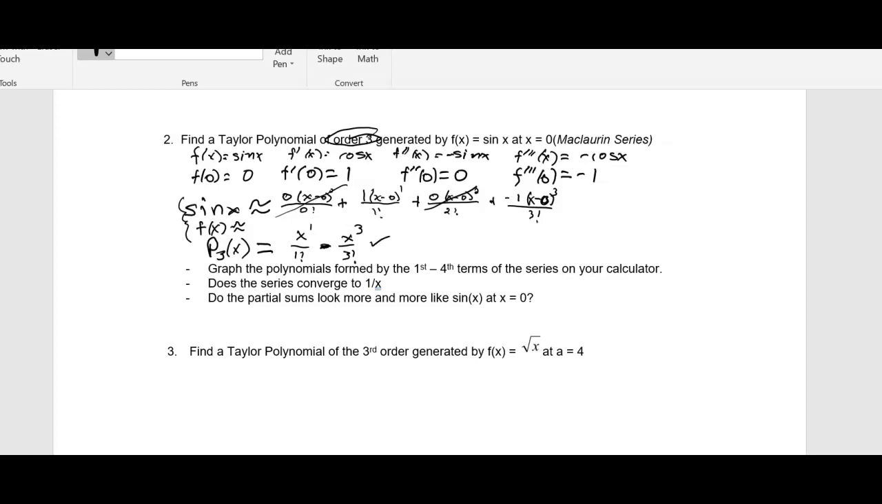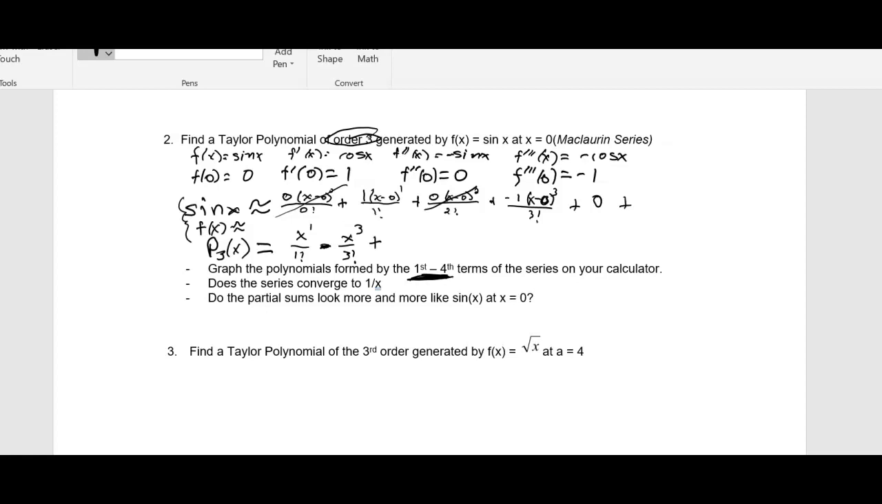Now, this one says graph the polynomials formed by the first through fourth terms of the series on our calculator. Let's make an educated guess. So again, you could pause me here if you wanted to try this and think about what the next 2 terms would be so that we can come up with a third and a fourth term. If you look at the pattern here, the next term would have given you a 0 because of the derivative, and then think about what that would be. If you wanted to try that, feel free. Pause me. I'm moving on.